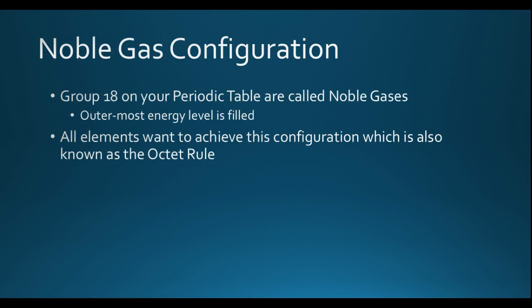So to really understand what noble gas configuration means and why it's important, we should talk a little bit more about that. Group 18, which is the furthest to the right on your periodic table, those are called the noble gases. What's so special about them is that their outermost energy level is completely filled with electrons. And typically this means having 8 electrons in that outermost level. Since it's 8 electrons, and since all elements want to achieve this configuration, we call this the octet rule.